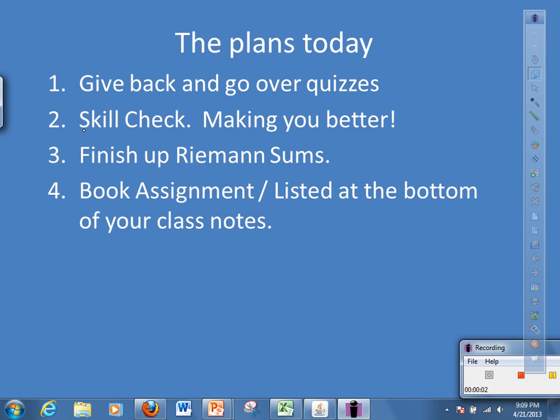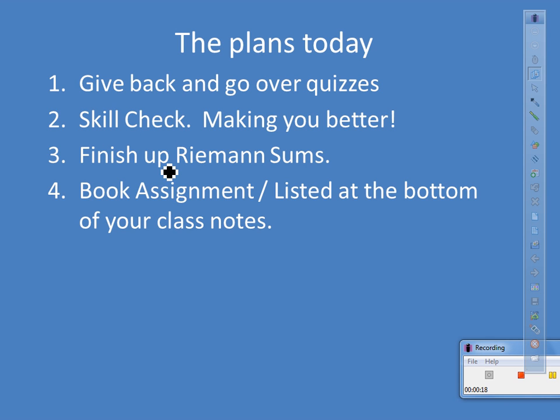There's going to be a skill check that I'm going to have the sub give to you. That way you can make sure that you're understanding this. The more practice that we get, the better off. And then I'm going to finish up the Riemann sums today. Last time we did it kind of in a table. I'm going to show you what it looks like calculus style. That way next time when I'm there, I can get away from the Riemann sums part of it and show you what it looks like calculus-wise.